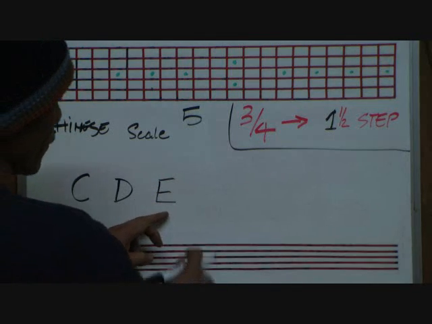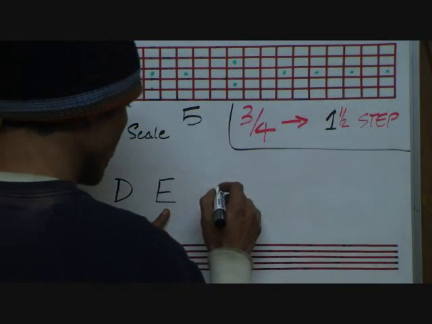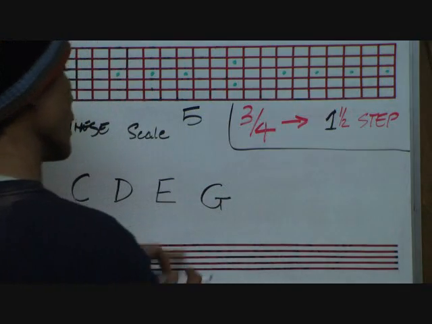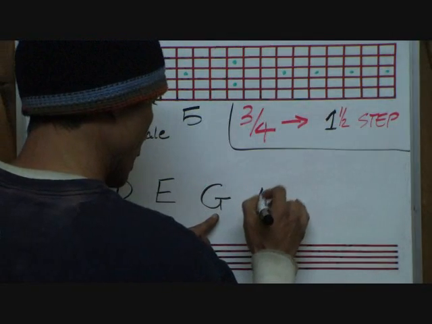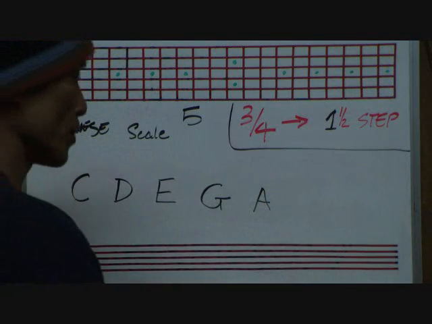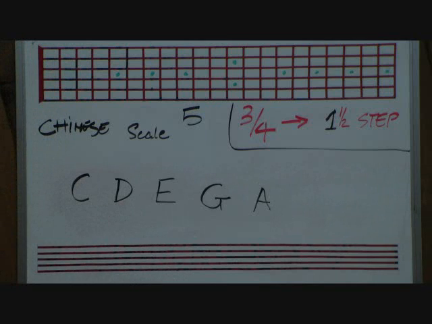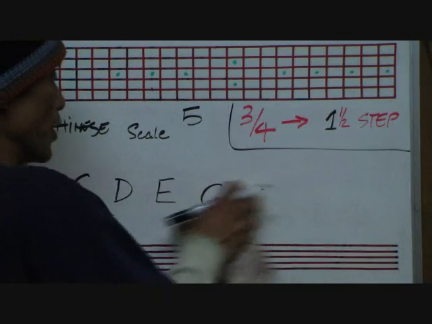Okay, from third to fourth, it's a whole and a half, so it's a G now. And then a whole step would be the A. It's a 5-tone or 5-note scale. So the C Chinese scale has a C, a D, an E, a G, and an A. Alright? Let's move to the key of D.